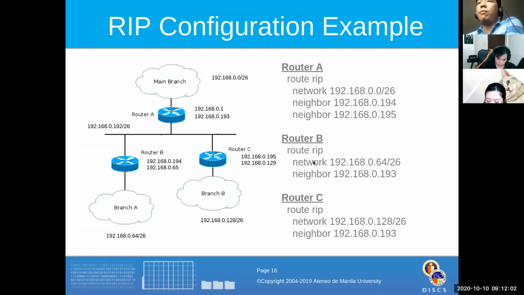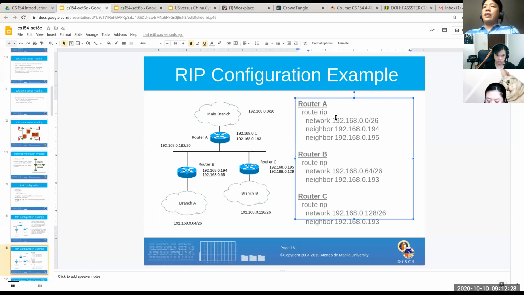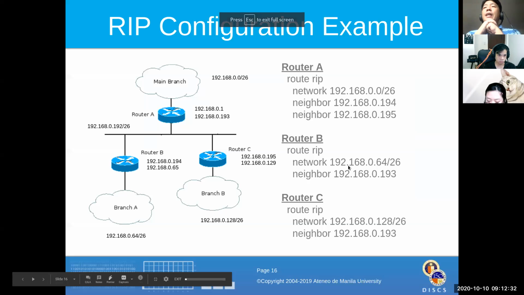And I configure router B, where the network that I'm connected to is 192.168.0.64/26. And my neighbor is, in this case, I only specified router A. And in router C, my neighbor is only router A, right? And they will exchange packets by themselves. Okay, so there's a typo in this router too. Okay, so that's it for RIP. That's how you configure RIP.